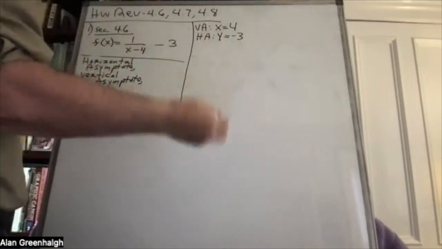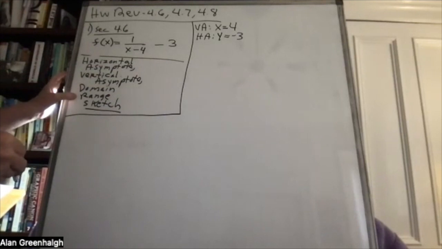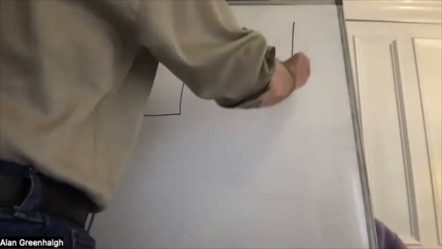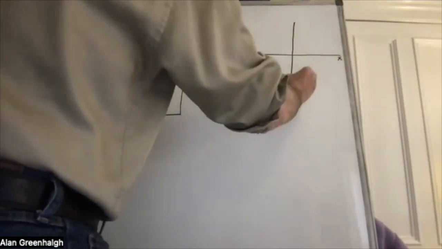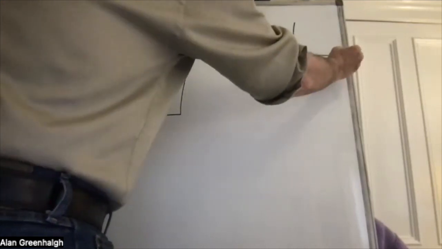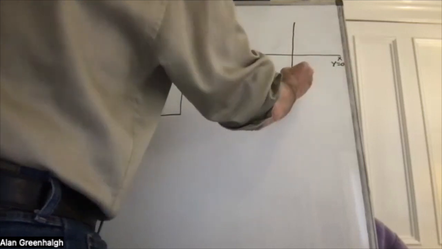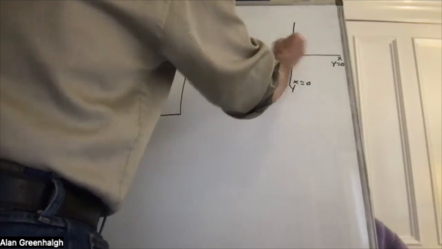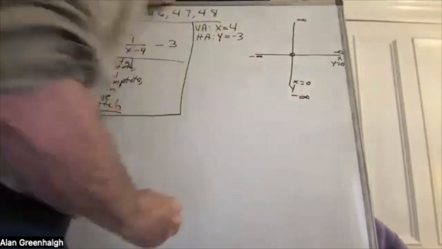And then at this point, I begin the sketch. I don't create the domain or the range until I have the sketch, because I think that helps to understand the concept of domain and range. But this is the x-axis, this is the y-axis. Keep in mind that the x-axis is where y is 0, and the y-axis is where x equals 0. This is -infinity and infinity and infinity and -infinity. Now we're ready to graph this thing.